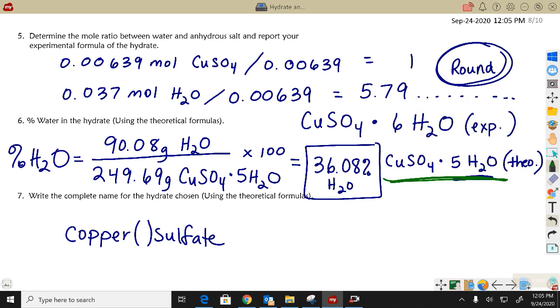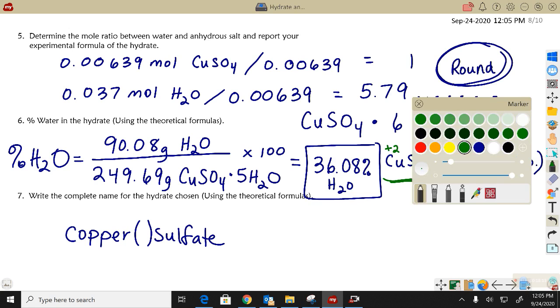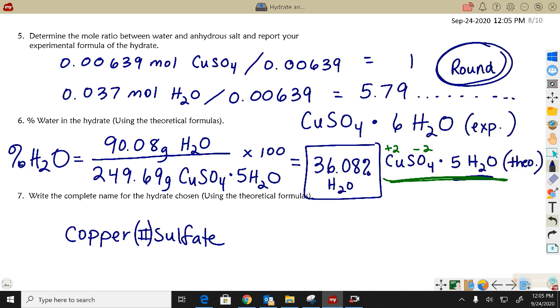Sulfate, SO4. This group is -2. And since there's only one copper, the copper must be +2. Oh yeah, copper 2 sulfate. Copper, Roman numeral 2, sulfate. 5 waters would be penta hydrate. Pentahydrate. There's the name of the hydrate chosen. Fantastic.